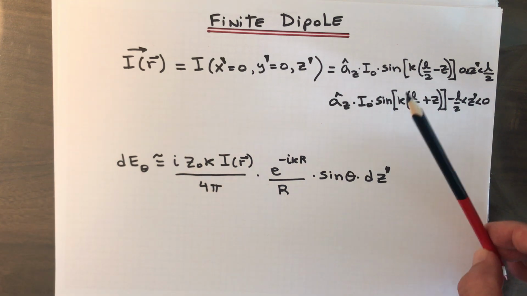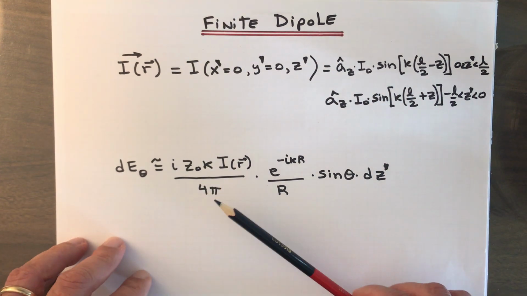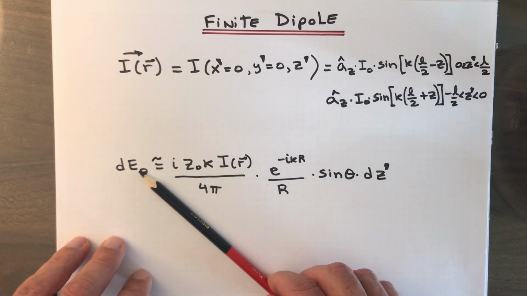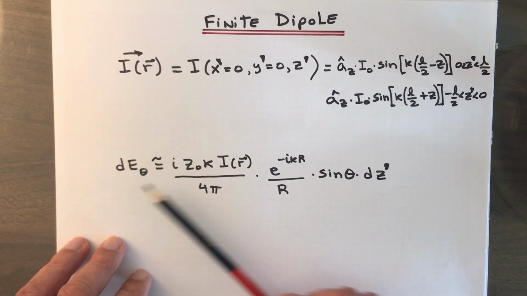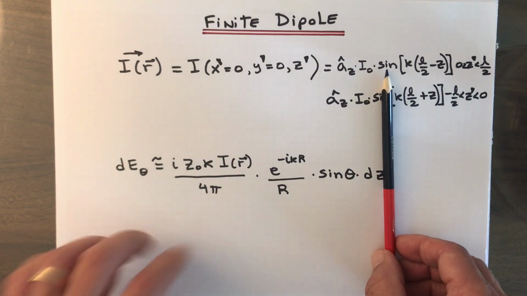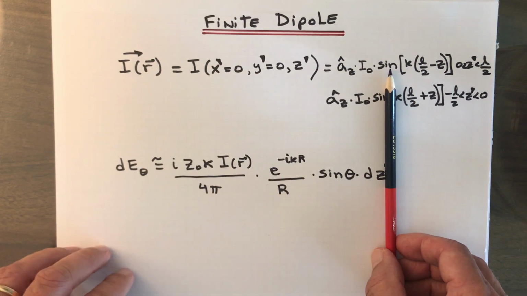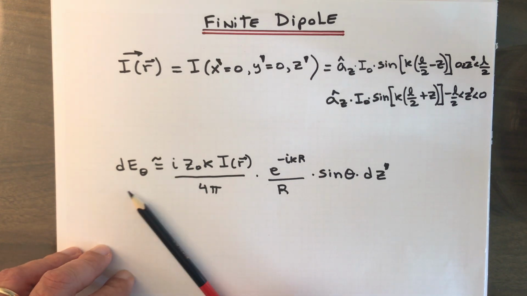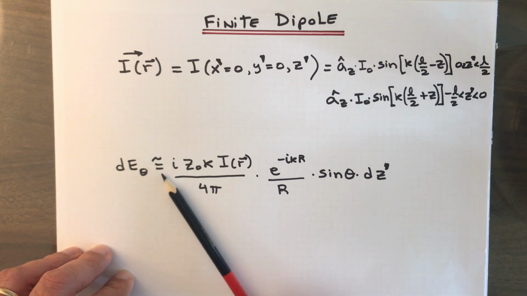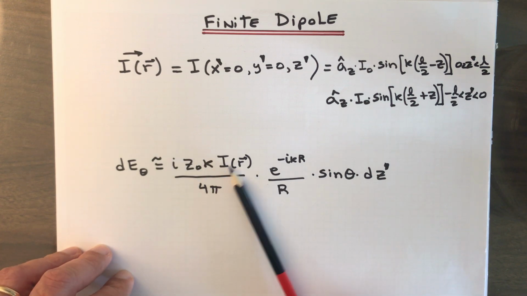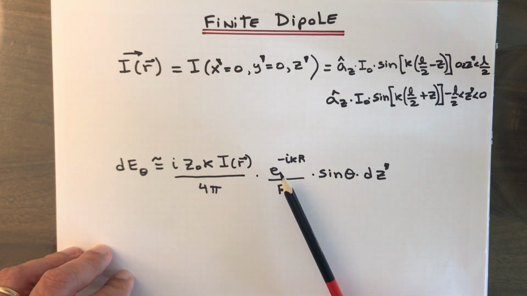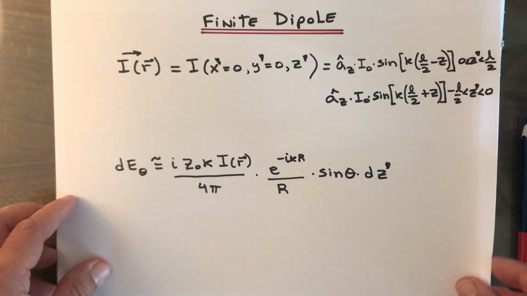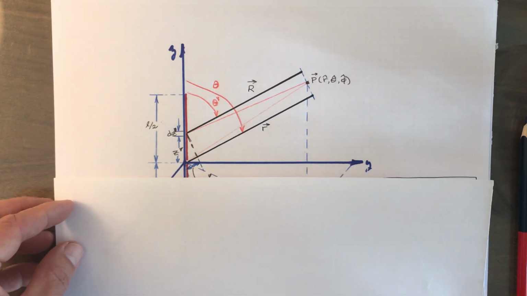And of course we go back to the expression that we derived with the infinitesimal dipole, and we consider the infinitesimal displacement dz prime along the z prime axis. We're going to look at the geometry here in a minute, and that's going to be contributing an infinitesimal component for the electric field in the theta direction. That's going to be almost equal to I z naught k, I of z prime, our current distribution, over 4 pi, times e to the minus i k big R over big R times sine theta dz prime. So once we have that, let's go ahead and look at what our geometry is going to look like.